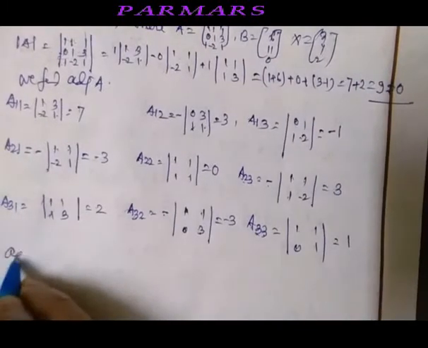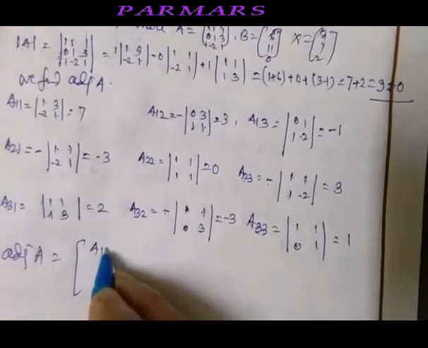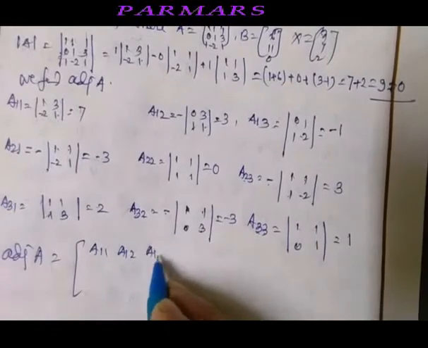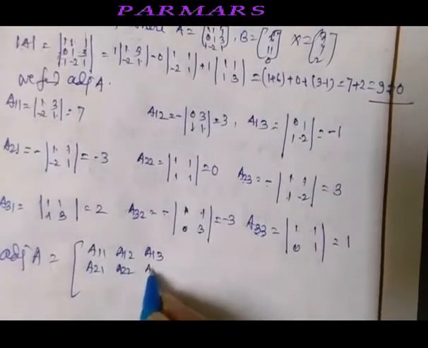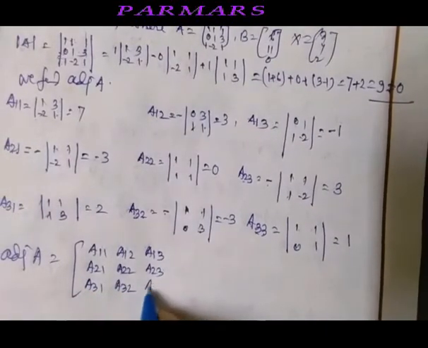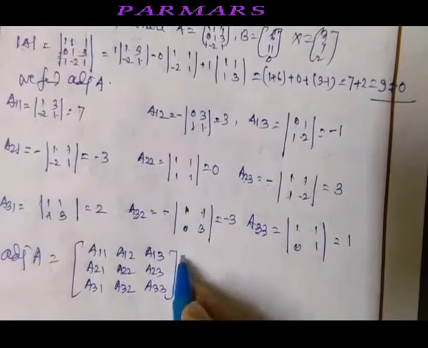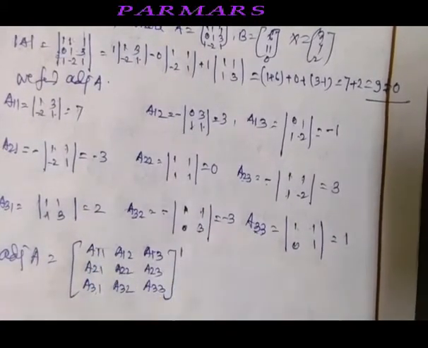So what is adjoint A? It is the transpose of the cofactor matrix: A11, A12, A13, A21, A22, A23, A31, A32, A33 and its transpose. Now we write its value like this, we will remove the transpose.